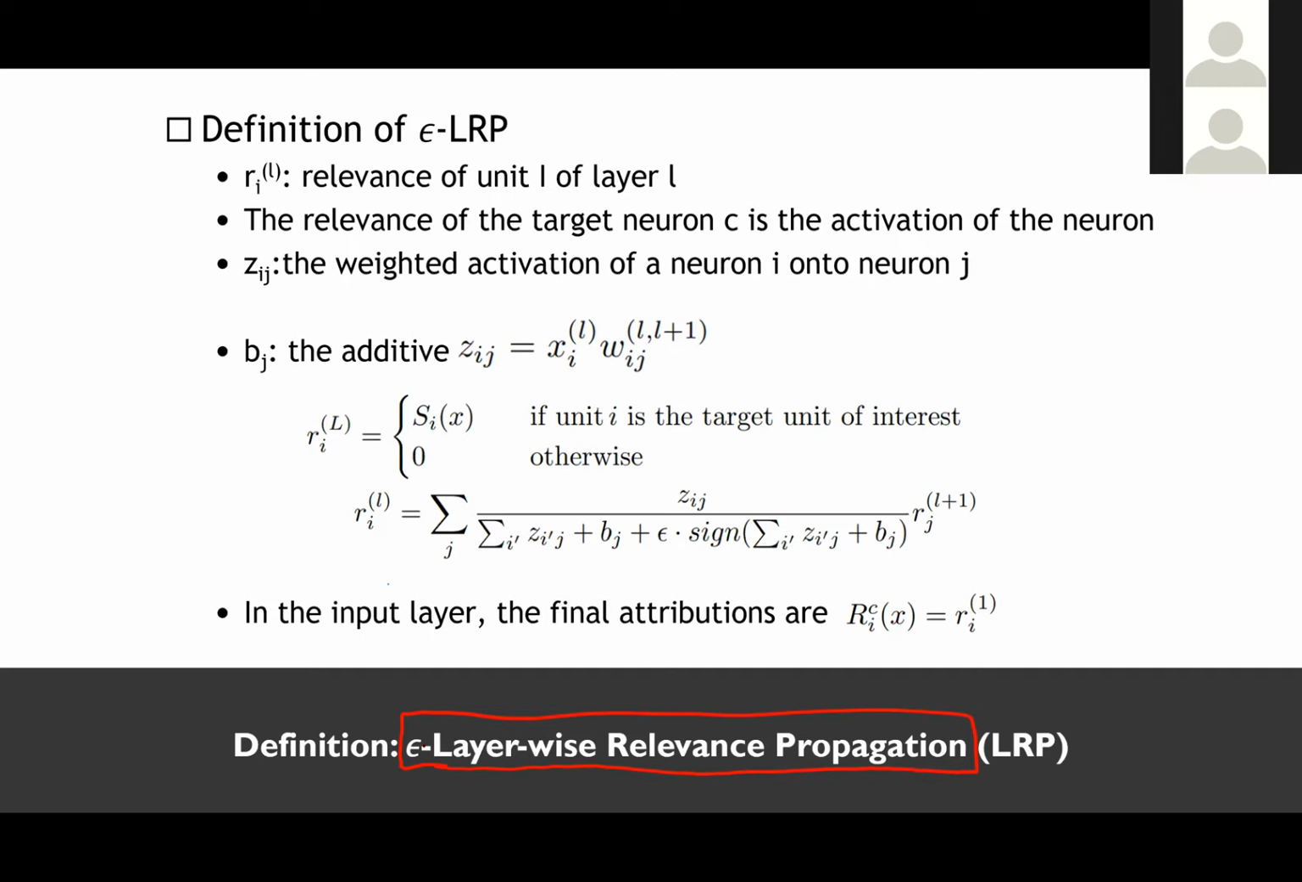Suppose that R_i^l is the relevance of unit i of layer l. The new concept here is that we try to compute the relevance of internal layers. Previously we only focused on the contribution of the input, but here we are computing the relevance of unit i of layer l, the ith unit in the layer l. The relevance of the target neuron C is the activation of the neuron. And we also compute z_ij, the weighted activation from neuron i onto neuron j.